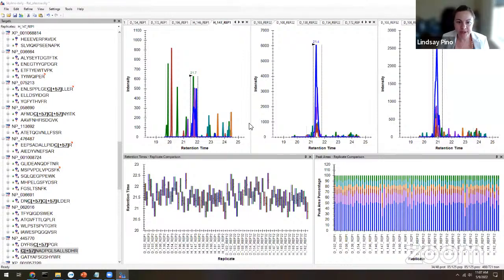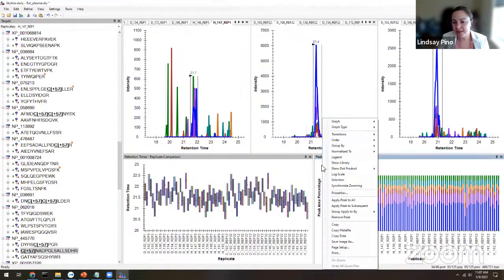Oh, there was a question, how do you plot the area percentage on the y-axis? Right click in the peak area windows, normalize to total, and it'll give you the peak area percentage.